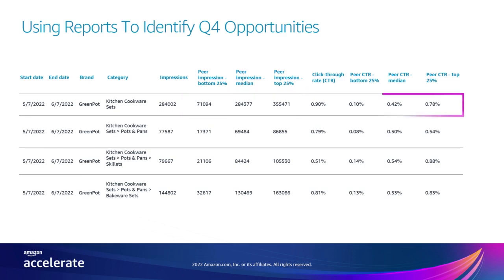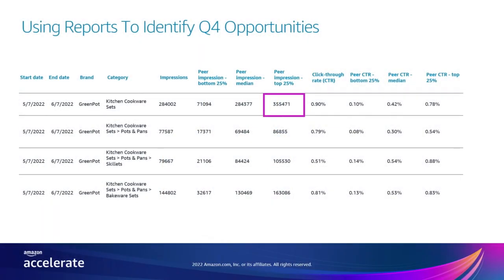However, when looking at their click-through rate, they can see that the click-through rate of 0.9% exceeds the peer click-through rate top quartile, which is 0.78%. Although their impressions are not near the peer impressions top 25%, they can see that their click-through rate surpasses the peer click-through rate top 25%. Based on this, GreenPot can conclude that their campaigns have been effective for their campaign goal of reaching shoppers and encouraging them to consider their brand and products.